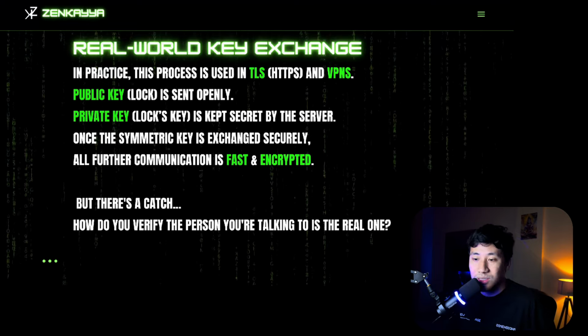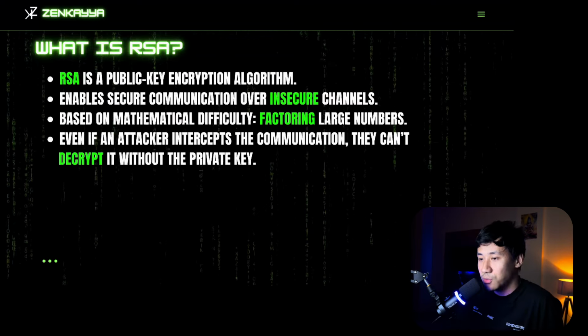Once the symmetric key is exchanged securely, all further communication is fast and encrypted. So basically you need to send that key securely. Once that key is sent securely, then you can communicate, and that communication is fast and encrypted. But there's a catch. How do you verify the person you are talking to is a real one? That is the real catch. Let's see how to do it.